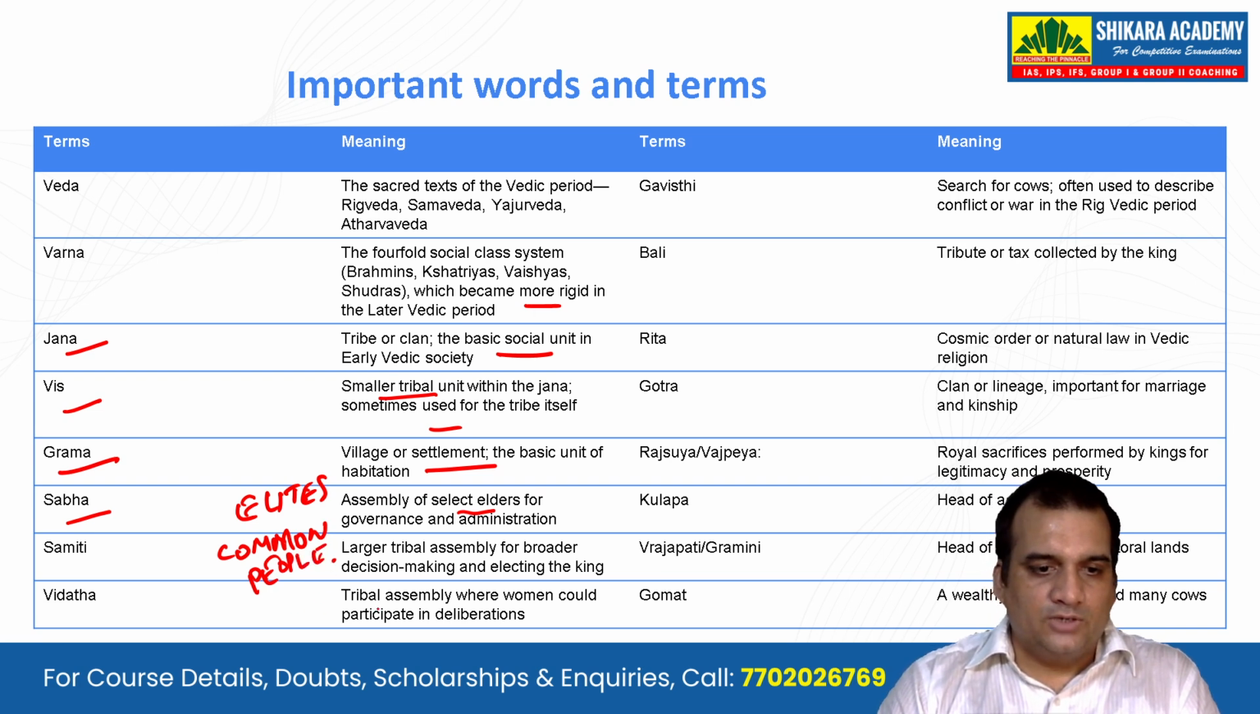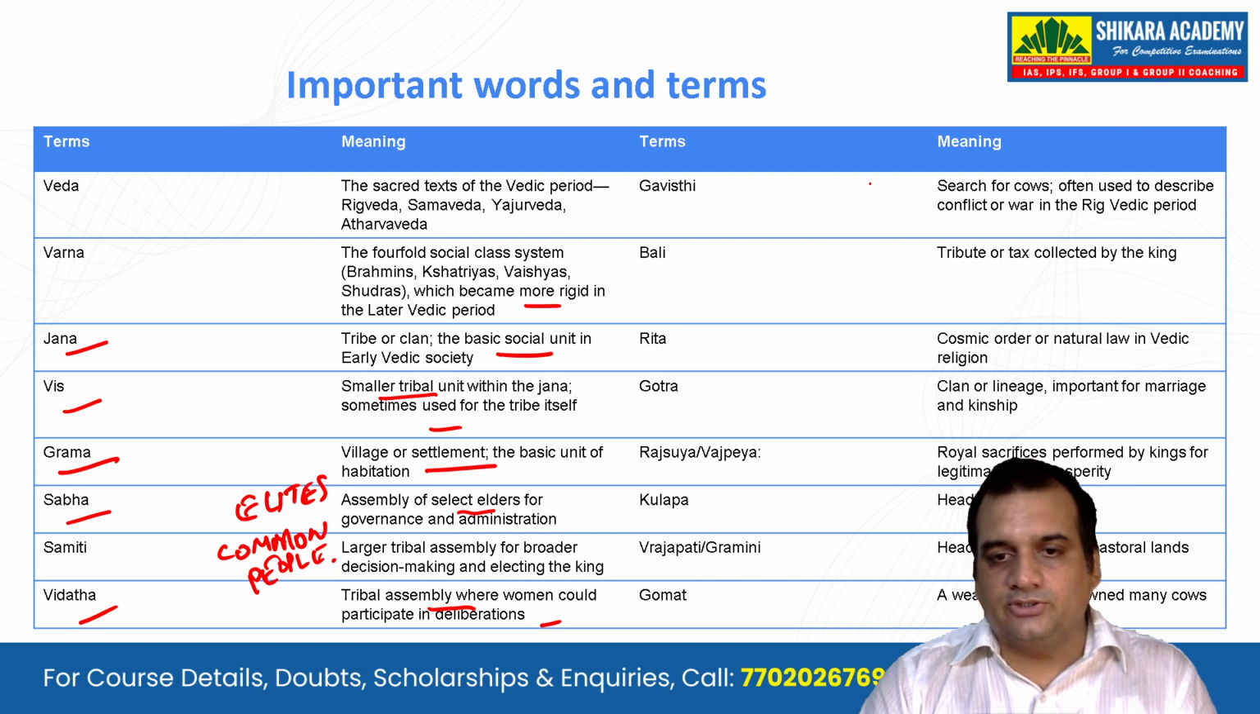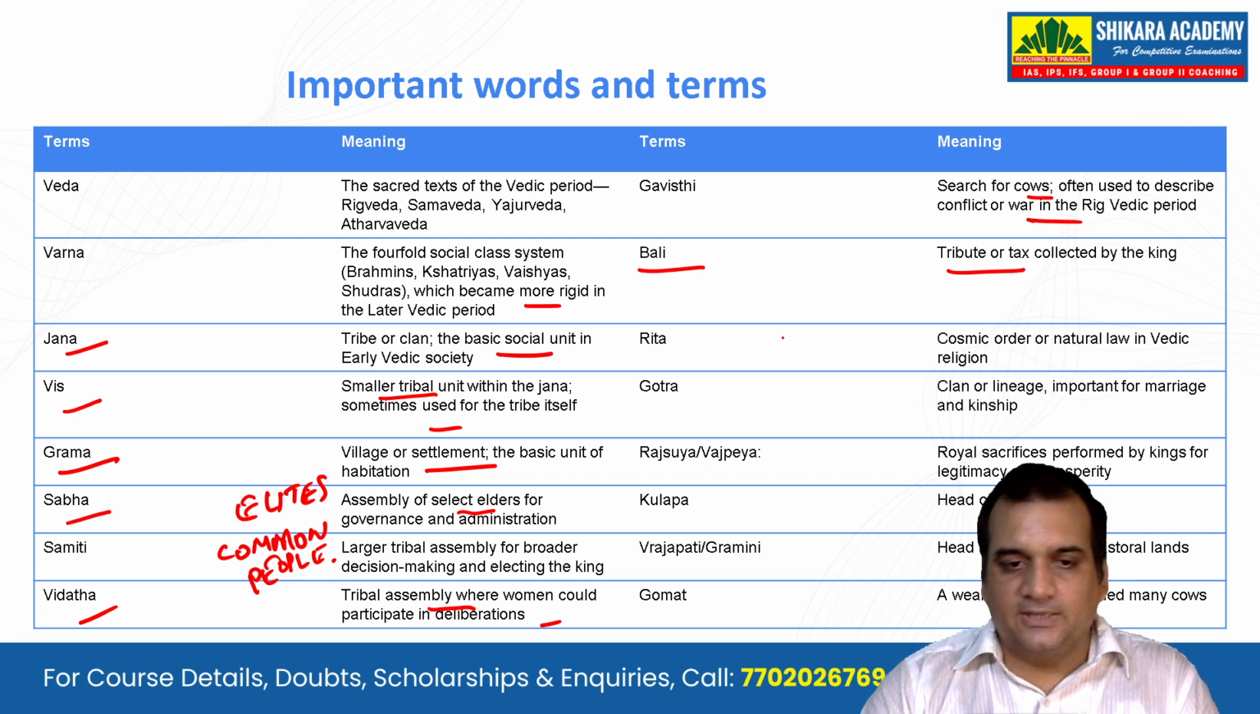And Vidhata. What was Vidhata? Tribal assembly where women could participate. That was known as the Vidhata. Then we'll see the Gavishti. What is Gavishti? Search for cows, often used to describe conflict or war in the Rig Vedic period. Then we'll see Bali. Bali is tribute or tax collected by the king.